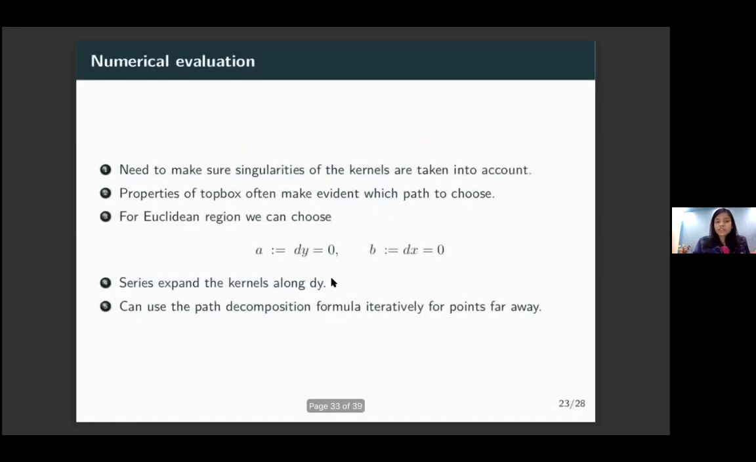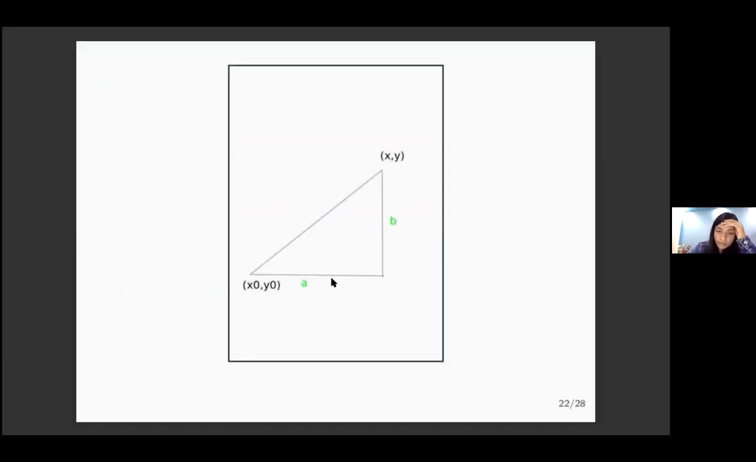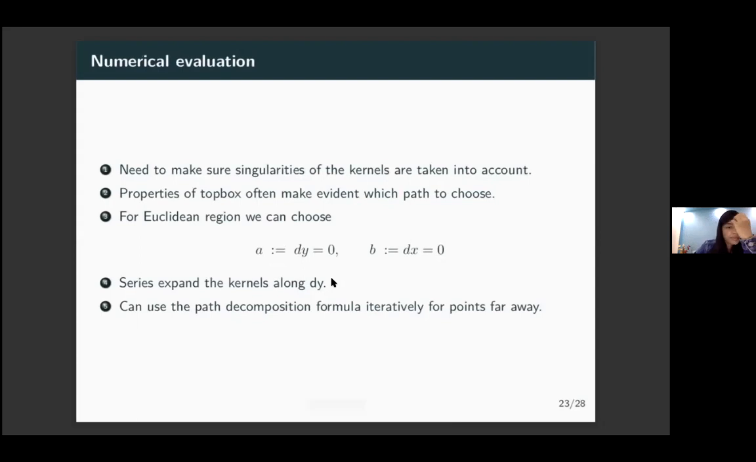This is the technique which we use to evaluate them at different physical phase space points. For the Euclidean region, as I already mentioned, we used two paths: one where dy was 0 and y was 1, and a second where dx was 0 and x was 0. We chose these two paths because on one of them it was just multiple polylogarithms, and we could give it to one of the programs which evaluates these functions numerically in a matter of seconds. The properties of the top box made evident which path we should choose to use this path decomposition formula.